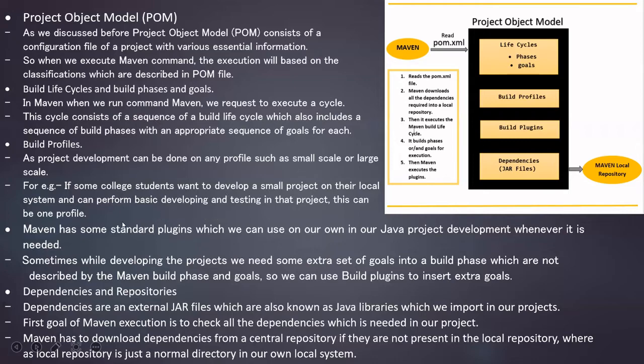Okay. So next, Maven has some standard plugins which we can use in our Java project development whenever it is needed. Then sometimes while developing the project, we need some extra set of goals in the build phase, which are not described by the Maven build phases and goals. So we can use build plugins or insert extra goals. All the dependencies and plugins information we can add in the pom.xml file depending upon the project requirement.